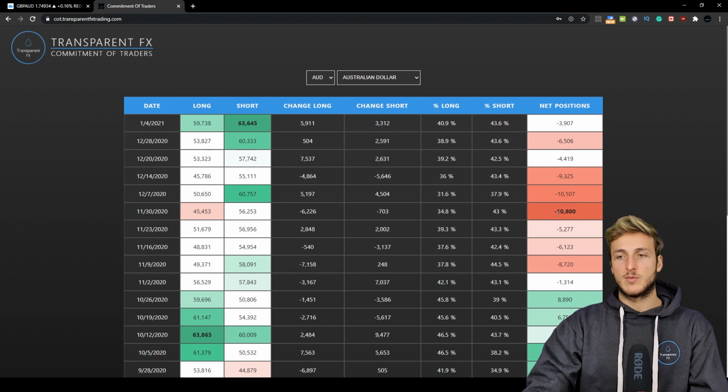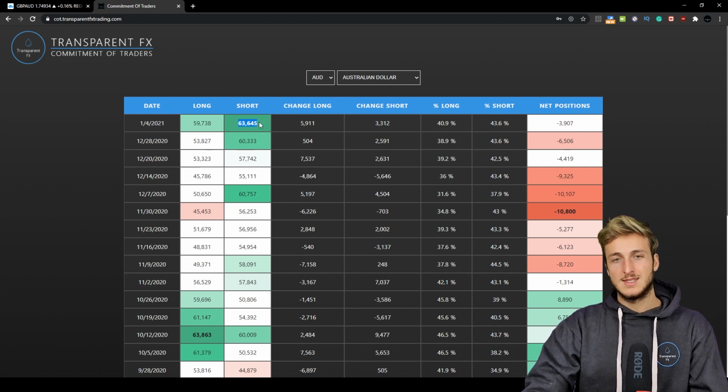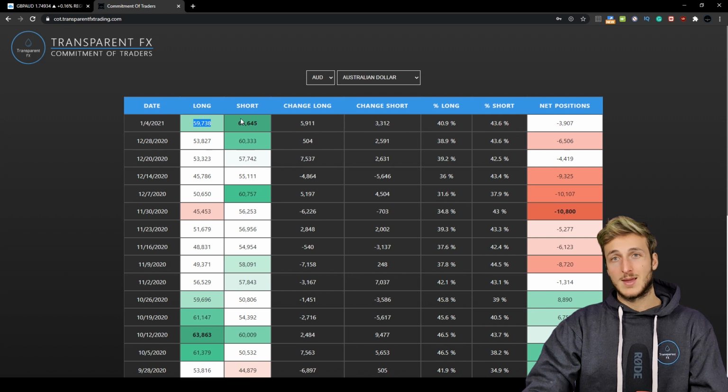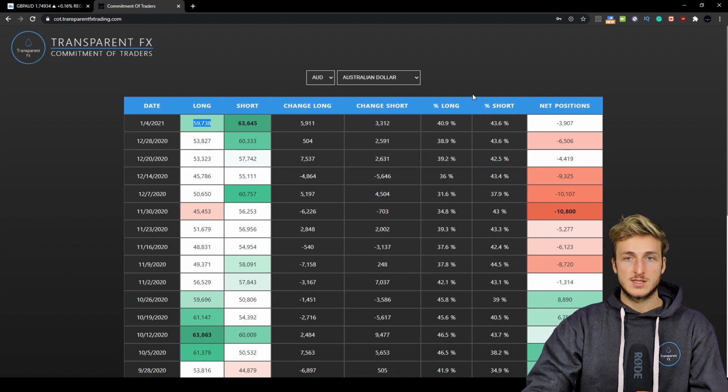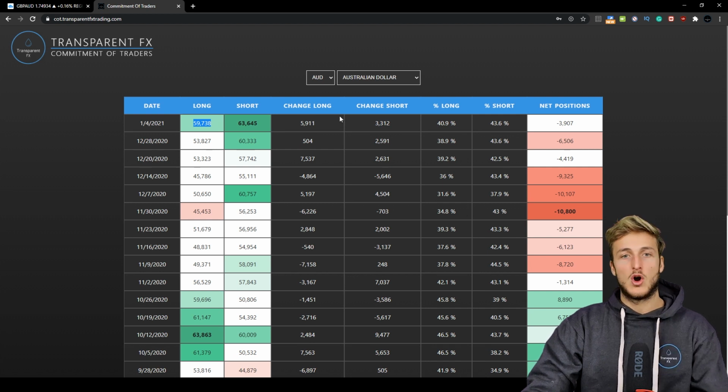with the last reports, we went from having minus 10.8k net positions all the way up to having minus 3.9k net positions, with currently 63.6k shorts and 59.7k longs. So we have a quite high amount of shorts in comparison with the longs on the AUD, meaning that the positioning is shifting to the positive side on the AUD, which means that AUD can get strong, but at the same time, all this position shifting to the positive side is not coming from the shorts getting closed. Actually, shorts are getting added.